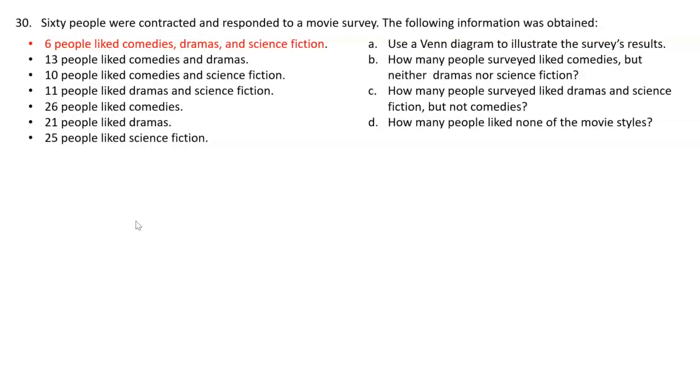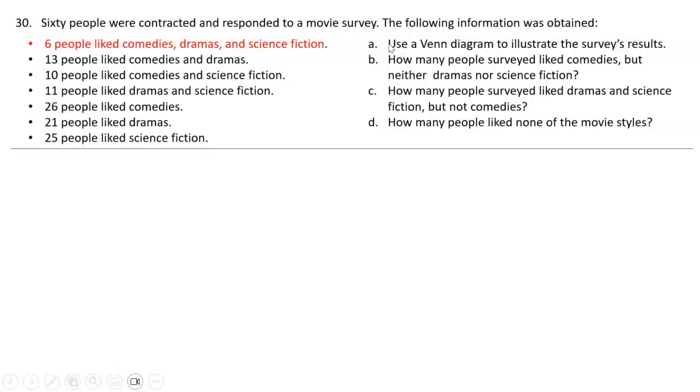Okay, now this, I'd like to give the students on their exam or also for extra credit. So let me show you how you construct something like this. This is actually from the homework. It says 60 people were contacted and responded to a movie survey. The following information was obtained. 6 people like comedies, dramas, and science fiction. 13 people like comedies and dramas. 10 people like comedies and science fiction. 11 people like dramas and science fiction. 26 people like comedies, 21 people like dramas, and 25 people like science fiction. Then you have to answer the questions A, B, C, and D.